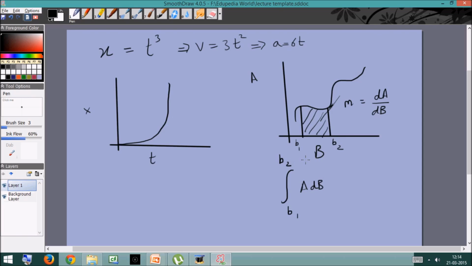So if we look at the xt graph, we know that dx by dt is equal to v. So we can say for sure that at any point the slope will be equal to dx by dt, which will be 3t square. So from this we can deduce that if we have the position versus time graph, the slope at any point will give us the velocity, and we can look at a lot of things directly from this.